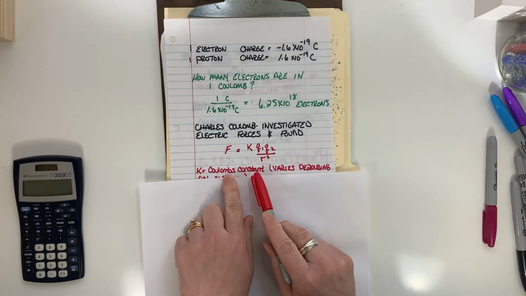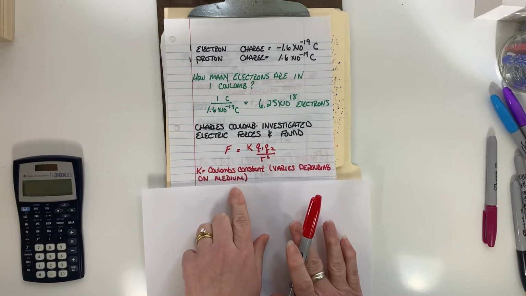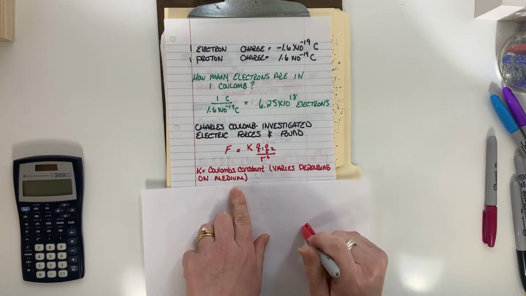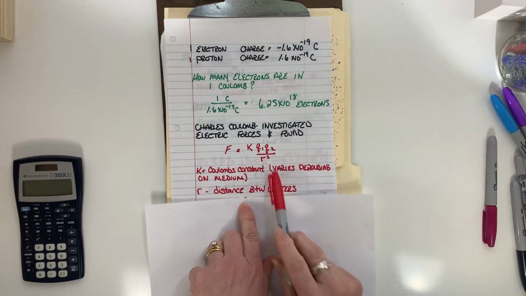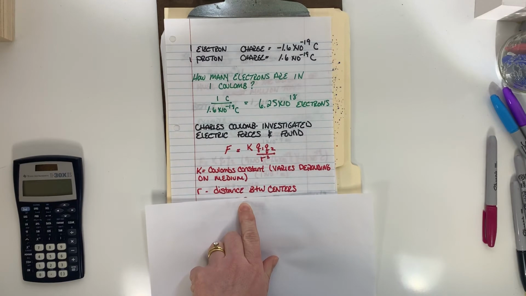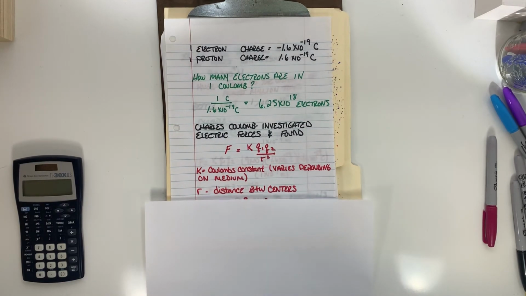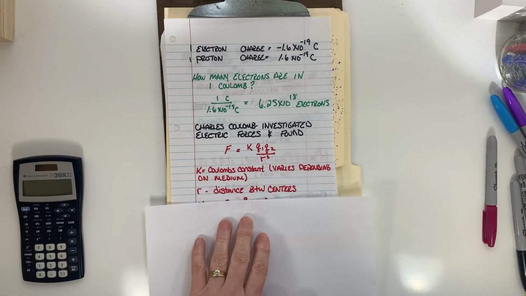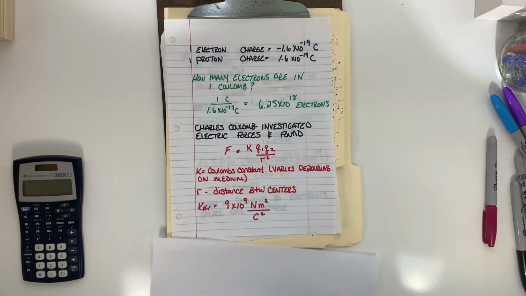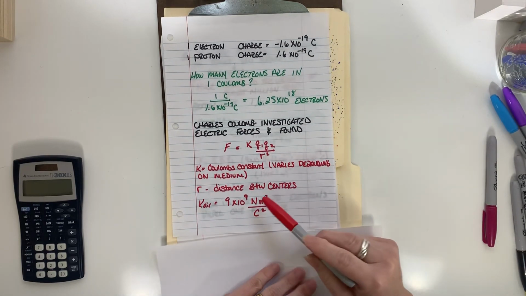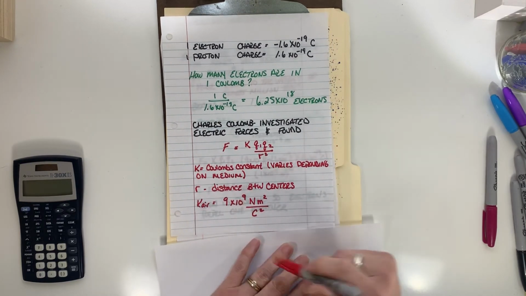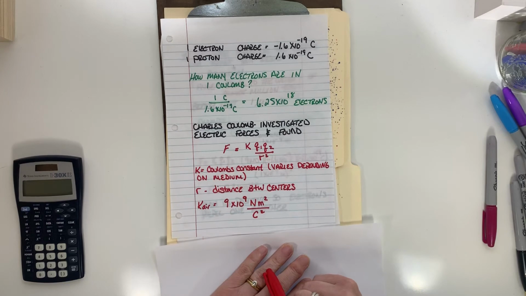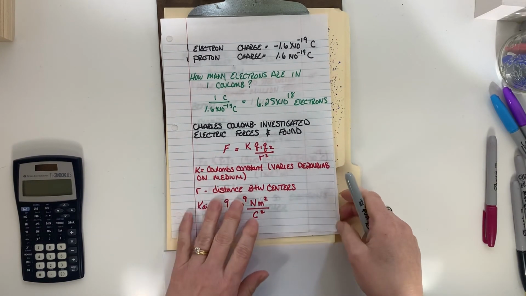K is what we call Coulomb's constant, and that varies depending on the material that your charges are in. Usually our charges are in air, and R is the distance between the centers of those charges, okay? So that is what we call Coulomb's law. And K in air is 9 times 10 to the 9th newton meter squared over coulomb squared. The K that we use will always be in air.